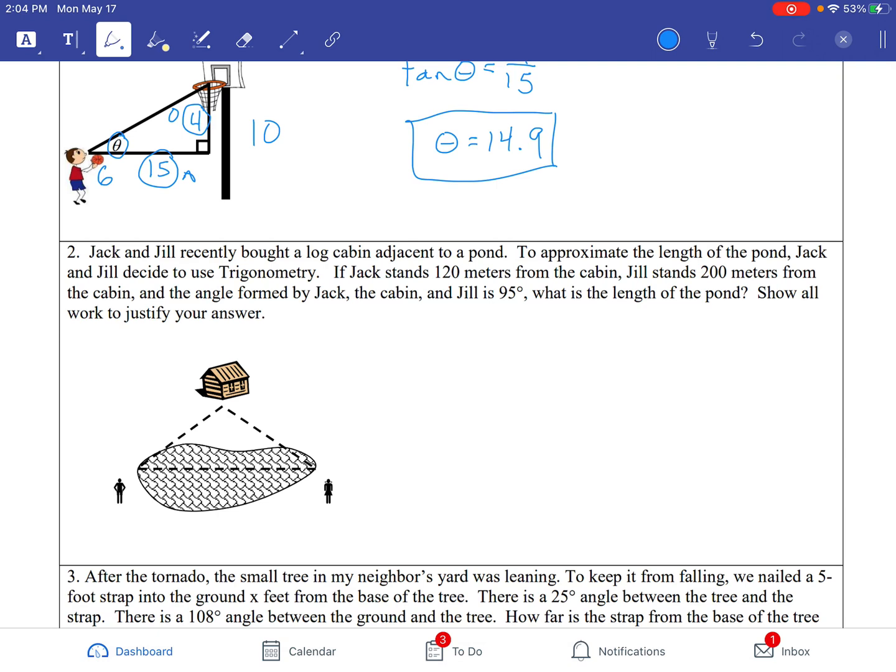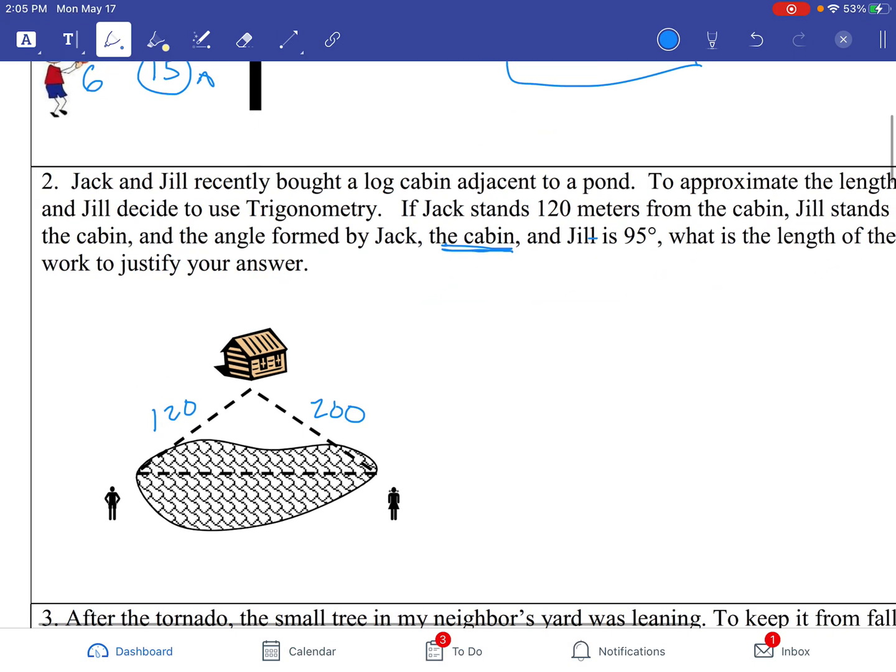So Jack and Jill decided to use trigonometry. Awesome. Jack stands 120 meters from the cabin. So here's Jack and 120 meters away from the cabin. Jill stands 200 meters. The angle formed by Jack, the cabin, and Jill is 95. Now, the tricky part of this is whatever's in the middle of the people that we're talking about is going to be where the angle is. So at the cabin, which is between Jack and Jill, is 95 degrees. We want to find out x down here. What is the length of the pond?